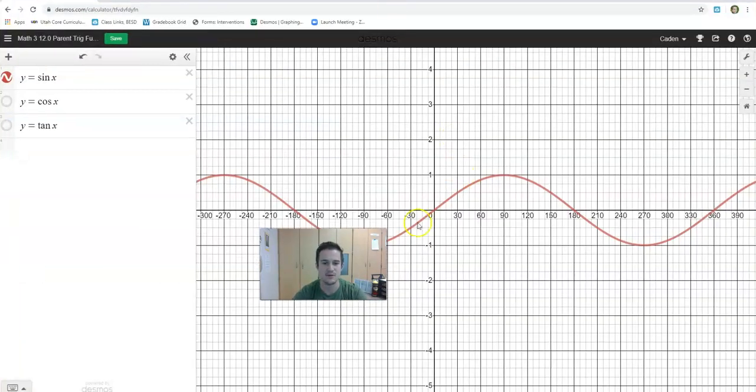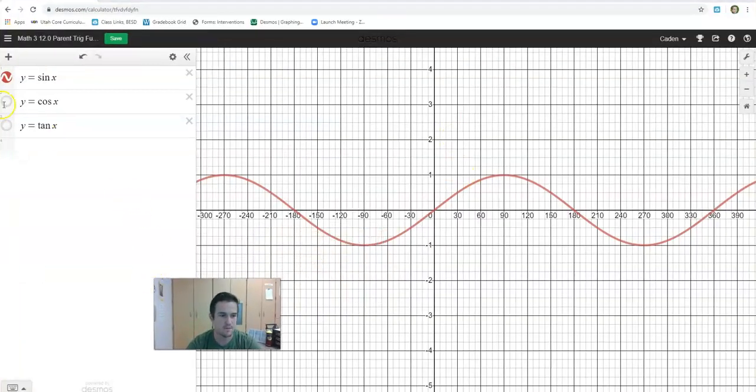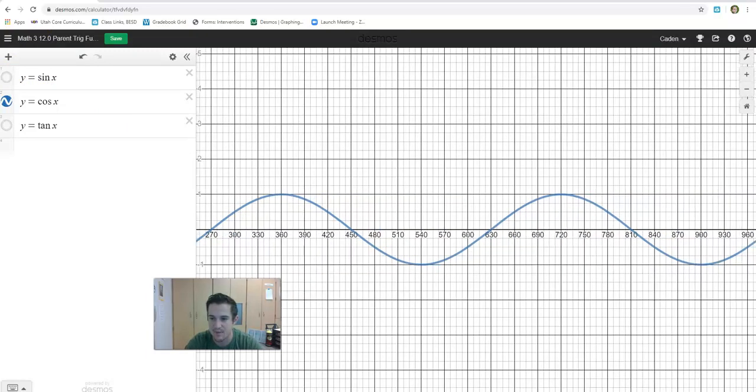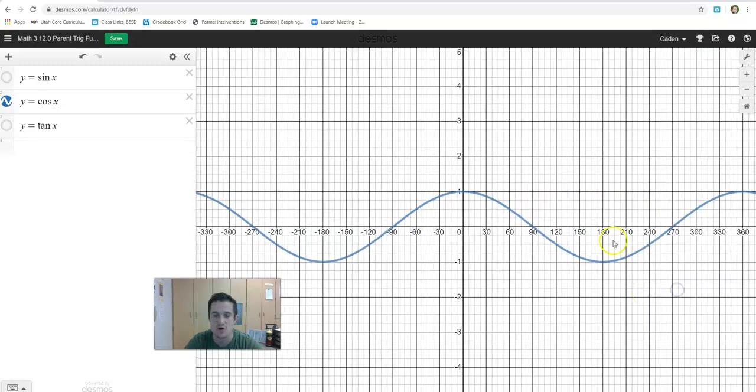If I drag my Desmos graph over, I'm going to drag my face out of the way here and change over here to the cosine function. Look at that. It starts up here. Instead of starting at 0 like sine did, cosine starts at 1, and then it kind of follows the same pattern as sine. It goes up and down, up and down, all the way on forever and ever. But it's almost like it's been shifted to the right or to the left a little bit. So it starts at 1, goes down to -1, and then ends up back at +1 at 360 degrees.